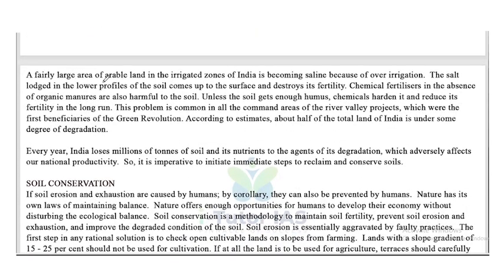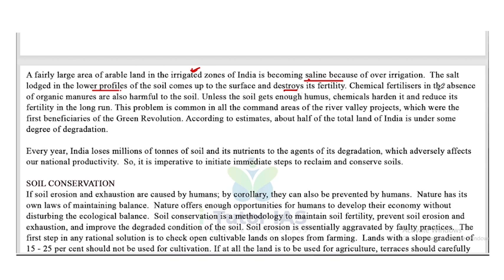A fairly large area of arable land in the irrigated zones of India is becoming saline because of over-irrigation. The salt lodged in the lower profiles of the soil comes up to the surface and destroys its fertility. Okay, so over-irrigation may cause the loss of soil fertility and the soil becomes saline in nature. The salt lodged in the lower profile of the soil comes up to the surface and destroys the fertility.